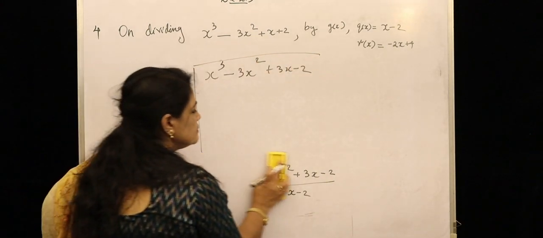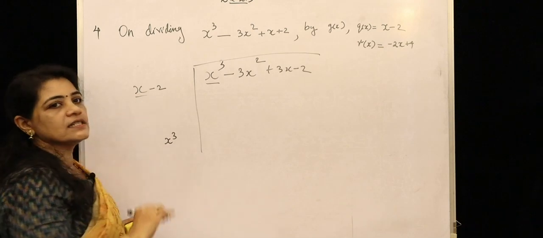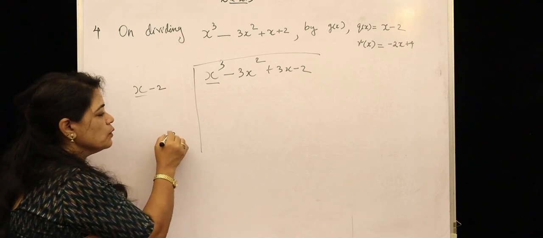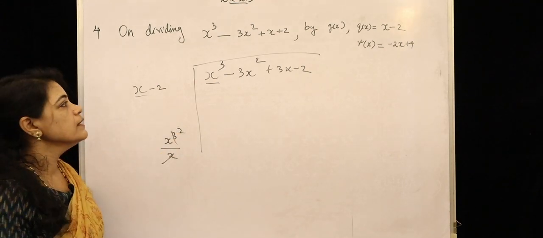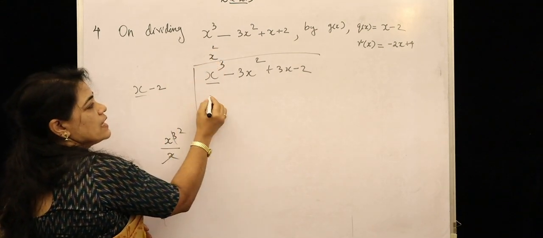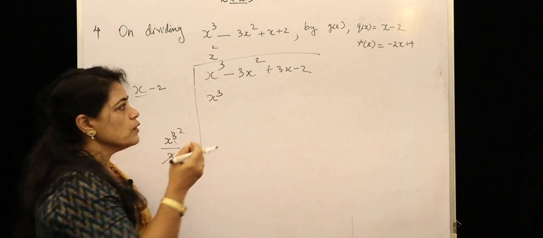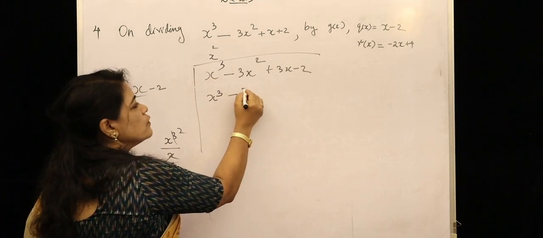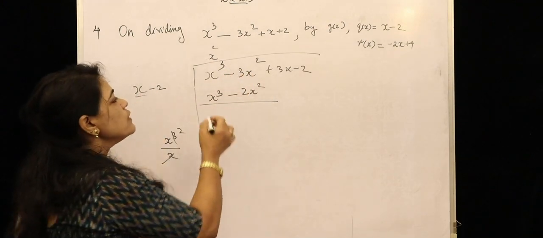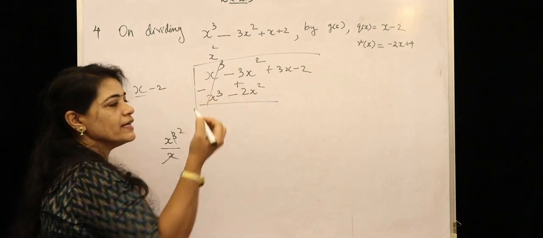As usual we consider the first term x cube with the first term in the divisor polynomial, that is x. So x cube divided by x becomes x square, one x cancelled. So we write here x square. x square into x is x cube, and x square into minus 2 is minus 2x square. This is already in the general form, so we arrange the terms according to their like terms. Change the sign, so minus becomes plus, and x cube and minus x cube get cancelled.